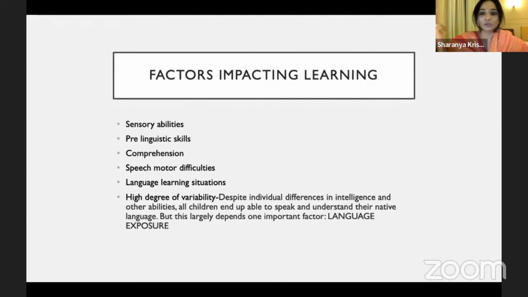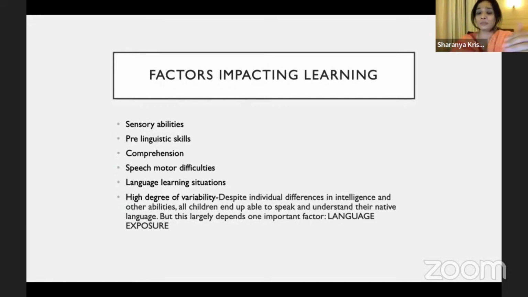They could have strabismus, squint. They could have hearing disorders which could cause a temporary shift in their thresholds. So otitis media, for example, when they have blocked ears, fluid-filled ears, constant upper respiratory infection, all these things would cause a temporary shift in their hearing thresholds, which will impact language learning. So it will impact the input that goes into them.